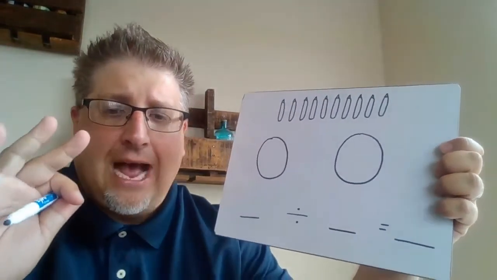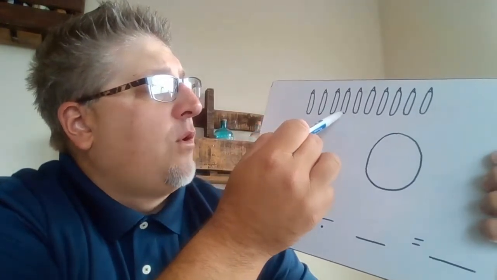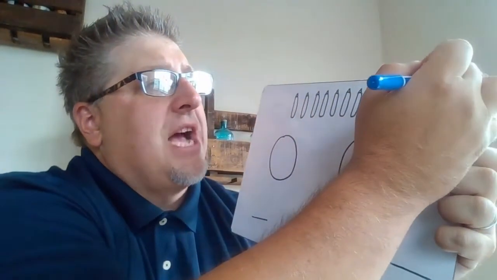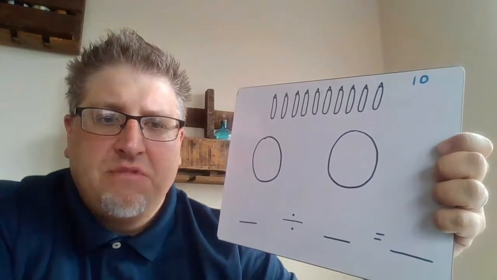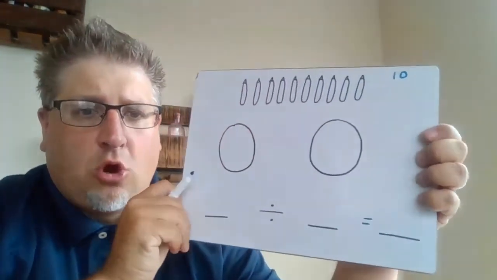Let's count up and see how many markers we have. 1, 2, 3, 4, 5, 6, 7, 8, 9, 10. And I might just jot that down right there. Boom. We got 10 markers, okay? 10 markers. And I made a little note there, that way I can go back.